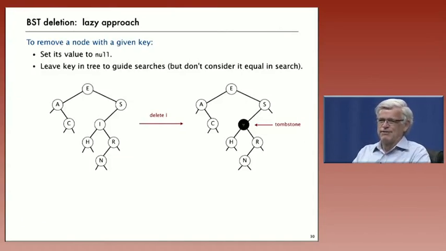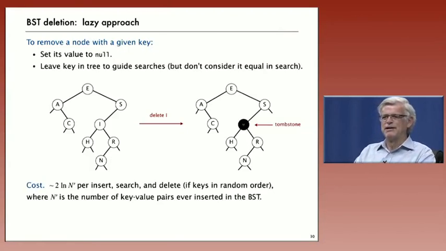Well, let's take a look at a very lazy approach, which we set up for in our basic conventions for symbol tables. What we can do to remove a node with a given key is just mark it with a tombstone. We'll leave the key in the tree to guide searches, but we won't count it as being in the symbol table. You can make some progress with this method, leaving tombstones throughout the tree, and as long as there aren't too many deletions, you can keep the search cost, deletion and insert cost logarithmic.